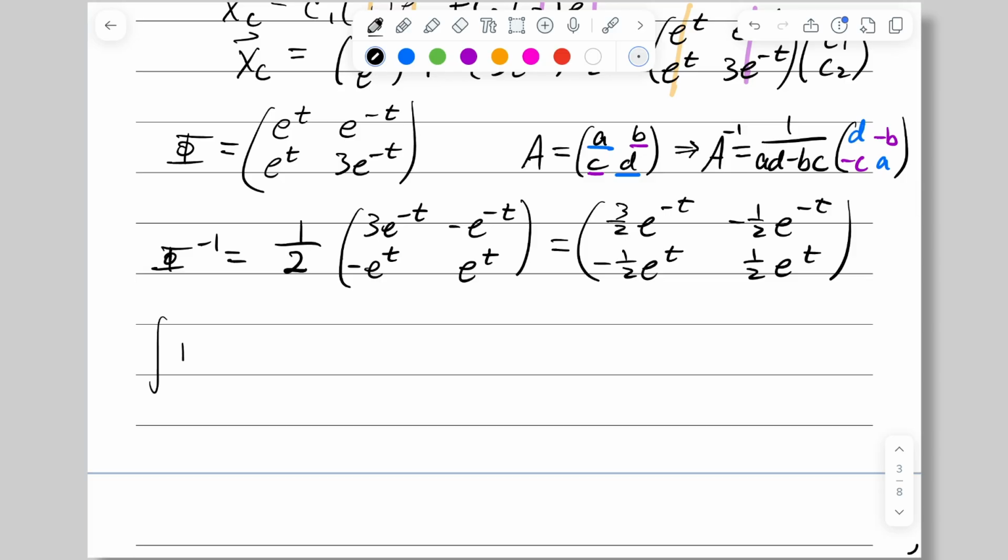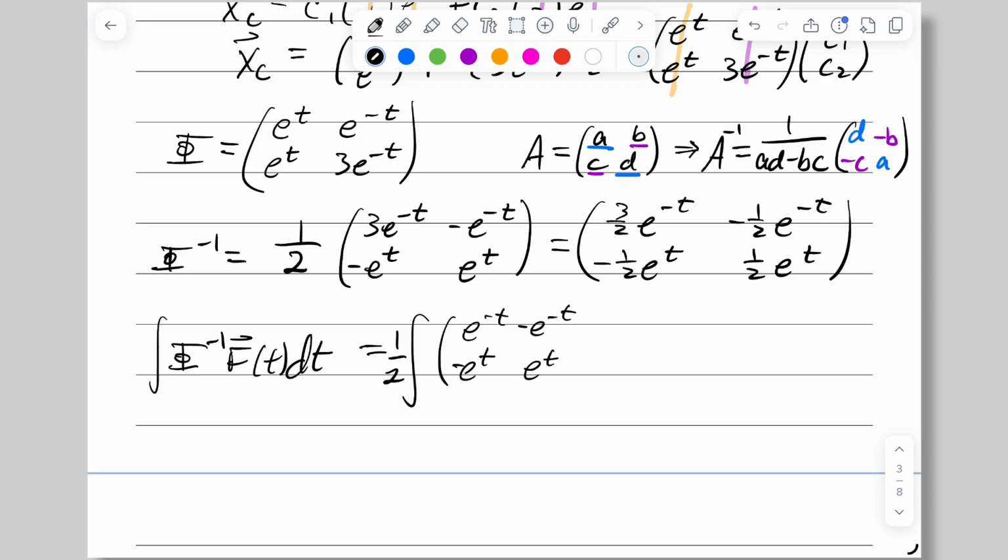The integral was phi inverse times f of t, if you will, dt. So we're going to have here the integral of, I think it would be better if we took all these 1/2s and just pulled them out front. So I'm going to pull the 1/2 out front. And then the matrix that we have is e to the negative t, e to the negative t, that's negative, and then negative e to the t and e to the t. Oh, there should be a 3 there.